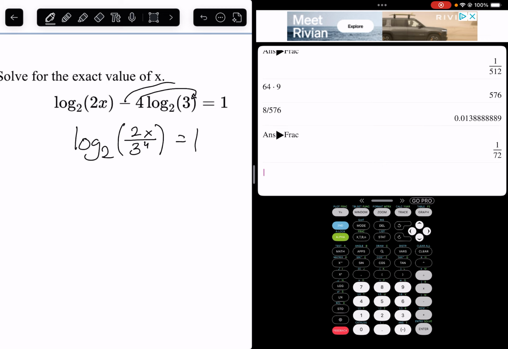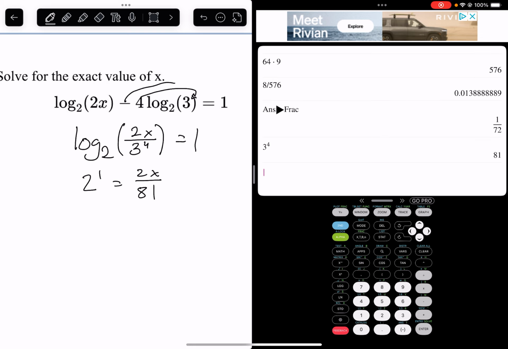So we can now write it as an exponential. We get 2 to the power of 1 equals 2x over, and then 3 to the power of 4 is 81. So now we've got that 2 is equal to 2x over 81. If we're working to get x by itself, I'm going to multiply. You could either multiply by 81 over 2, or you could multiply by 81 and then divide by 2. Whatever floats your boat. So we get 81 times 2.